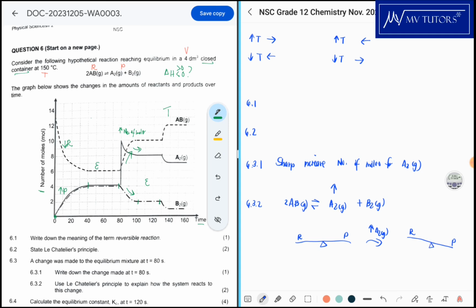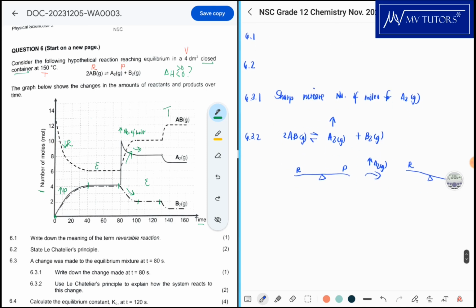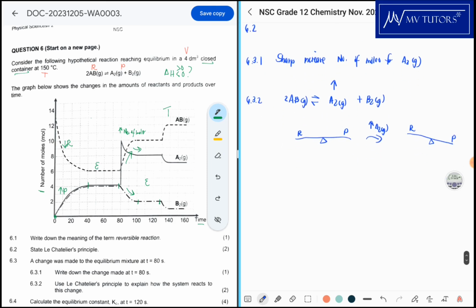So what does Le Chatelier say? Le Chatelier says, we need to restore this equilibrium. So we're going to favor the reactants. So with an increase in the product, Le Chatelier says we need to favor the reactant, so favor the reverse reaction, in order to get a new equilibrium. All right, so that is what basically happens.